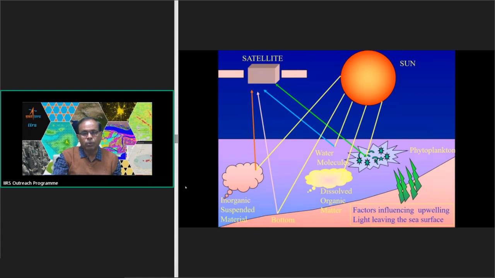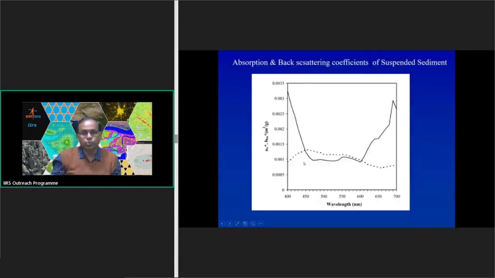backscattered light coming out of the ocean is from the bottom reflectance, from the suspended sediment reflectance, and from the phytoplankton backscattered light, and if vegetation like seagrass is there, its reflectance also will come into the satellite sensor. So to segregate each parameter in the coastal water is a very difficult task.